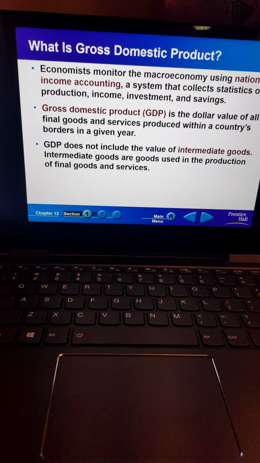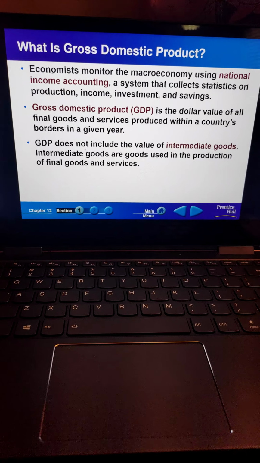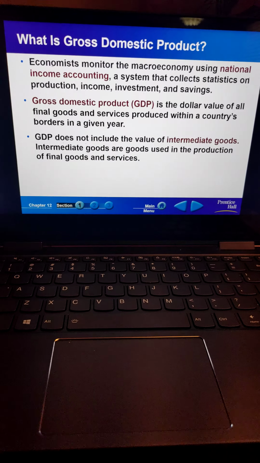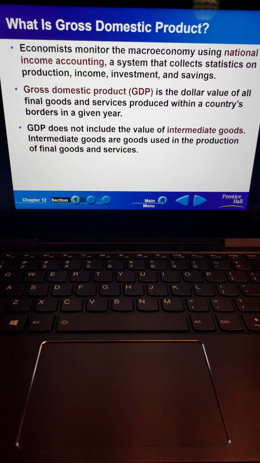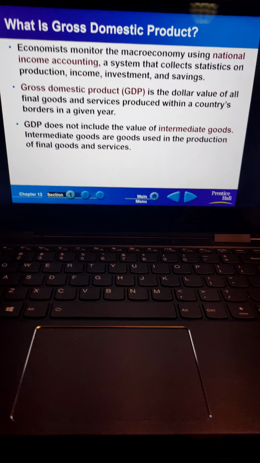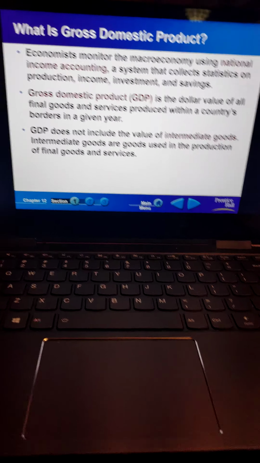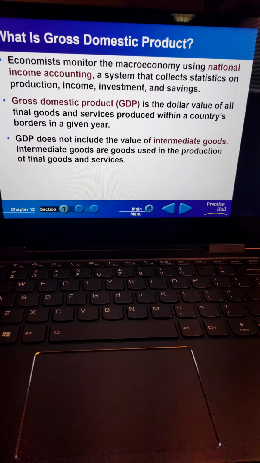Okay, so economists normally monitor our macroeconomy, the economy as a whole, using something called national income accounting. This is a system that collects statistics on how much is produced, our income, investment, and savings. So basically all forms of economic activity.